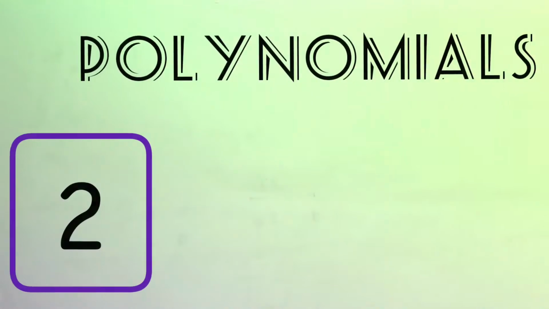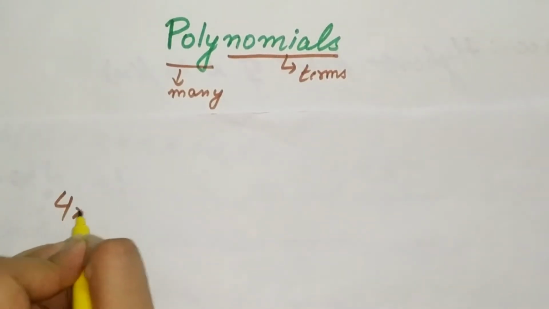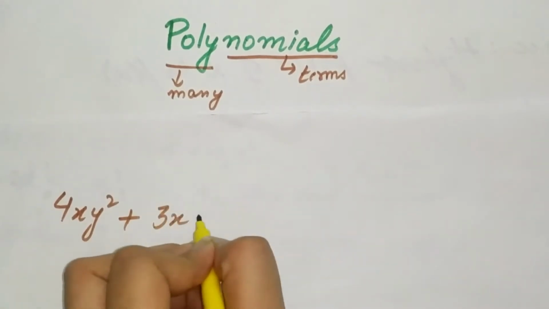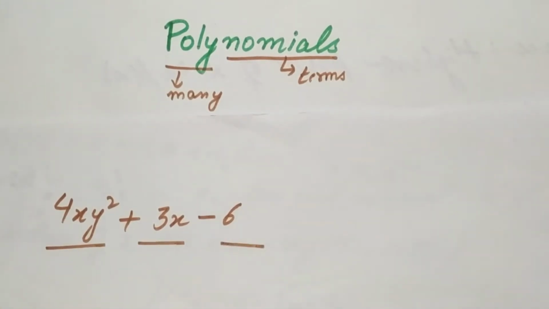Today we will learn about polynomials. So polynomial stands for many terms. For example, 4xy square plus 3x minus 6. It's a polynomial and it has three terms.